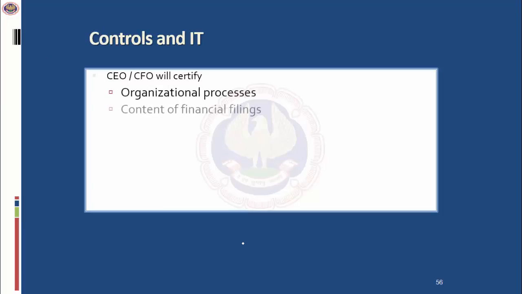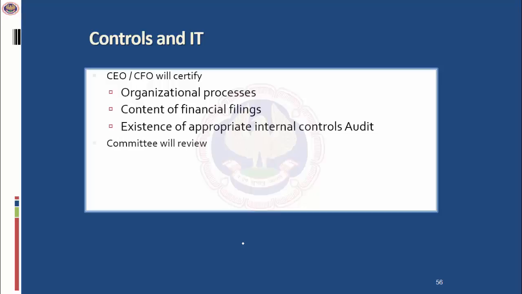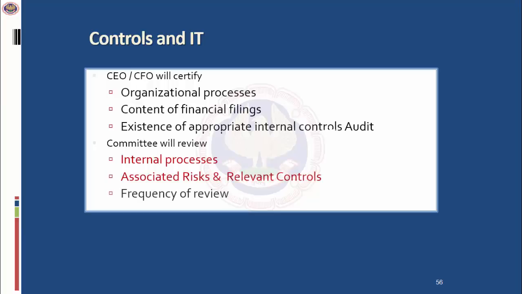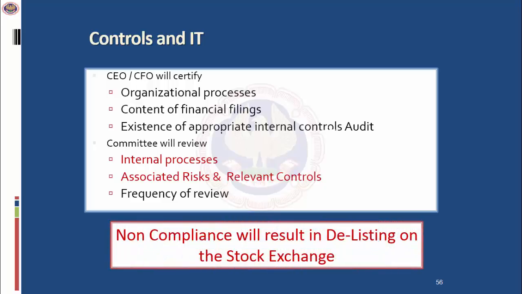Let's understand the controls and IT. So the CEO and CFO are supposed to certify whether the organized processes are there. They also need to certify the financial filings, and they have to ensure and confirm whether they have the appropriate internal controls. There are supposed to be audit committees which will review the internal process associated risks and relevant controls, and there is a frequency of review which has to be looked at. And if there is a non-compliance, there can be delisting from the stock exchange.